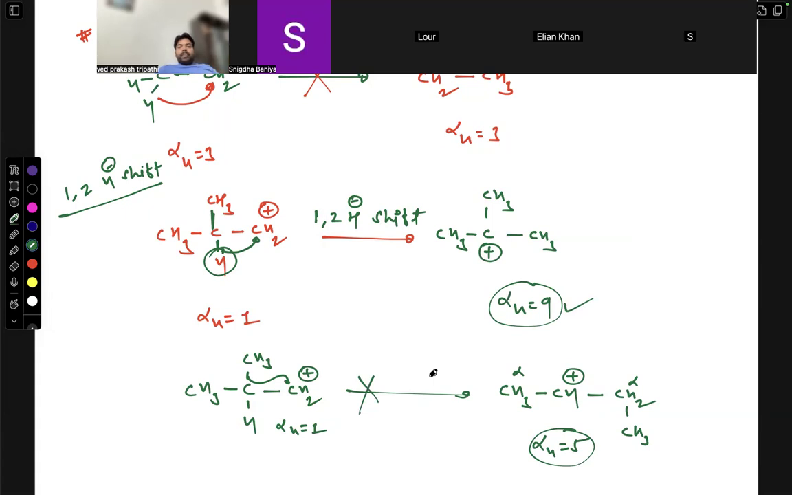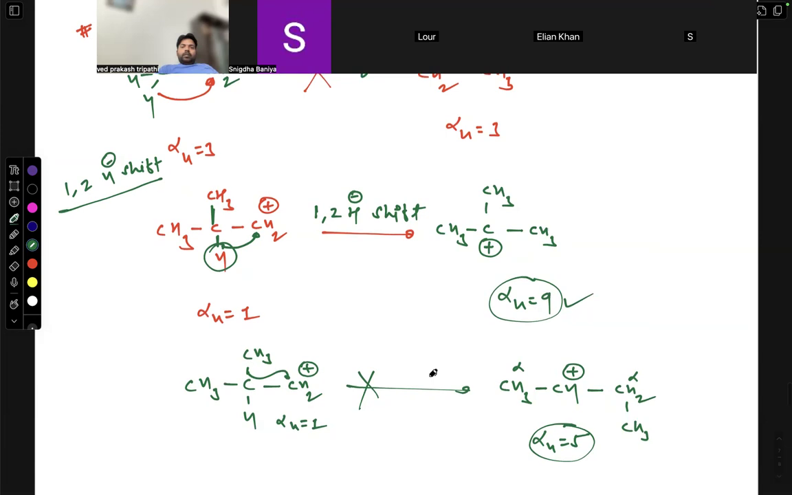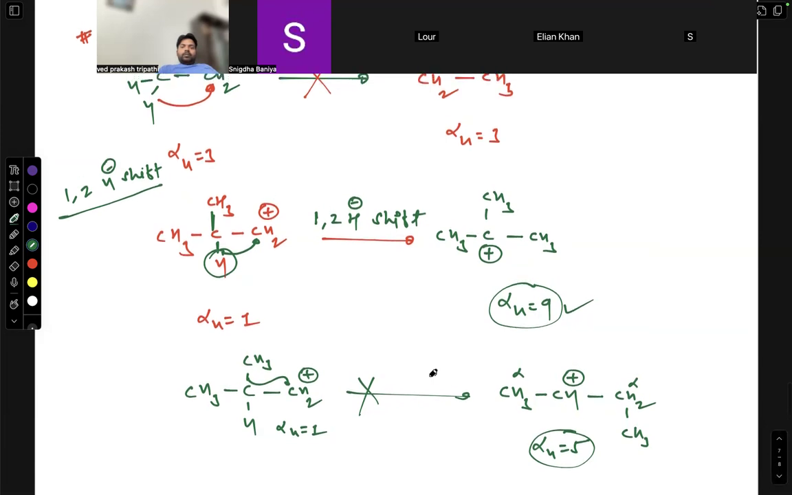Make sense? So simple thing is that we have to produce most stable carbocation by shifting of atoms. It can be hydride, it can be methyl, or it can be any other group. But the thing is, we have to make a most stable carbocation. Any doubt? Tell me everyone, it makes sense?